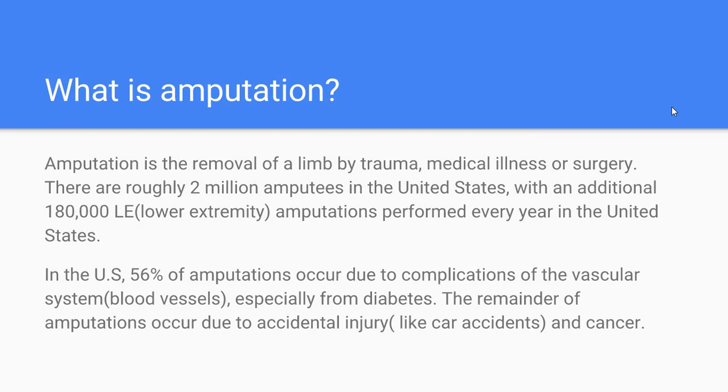What is amputation? Amputation is removal of a limb by trauma, medical illness, or surgery. There are roughly 2 million amputees in the United States, with an additional 180,000 lower extremity amputations performed every year in the United States. In the US, 56% of amputations occur due to complications of the vascular system, blood vessels, especially from diabetes. The remainder of amputations occur due to accidental injury, like car accidents, and cancer.